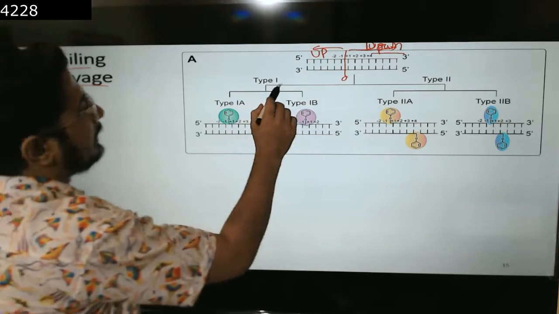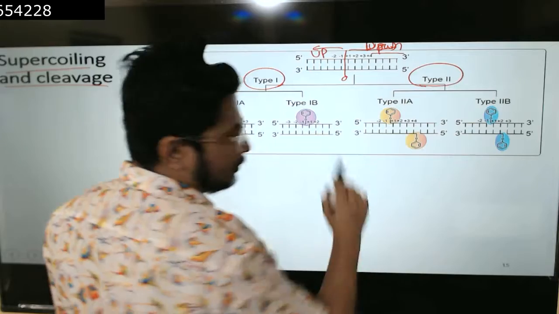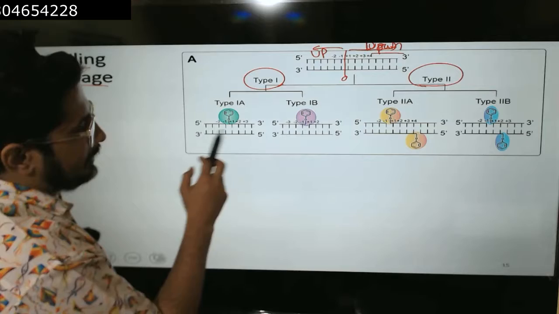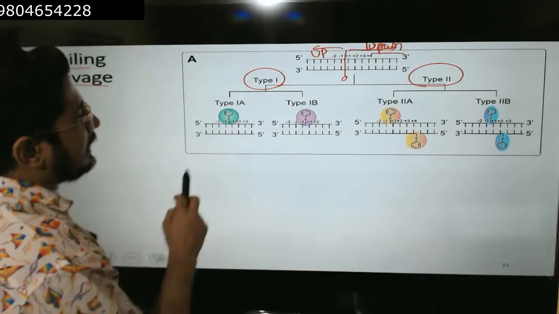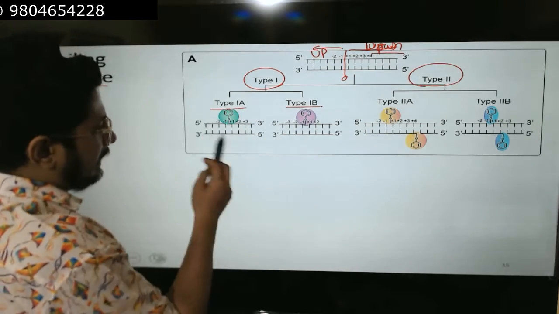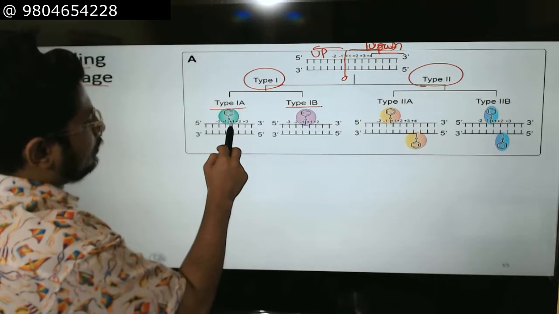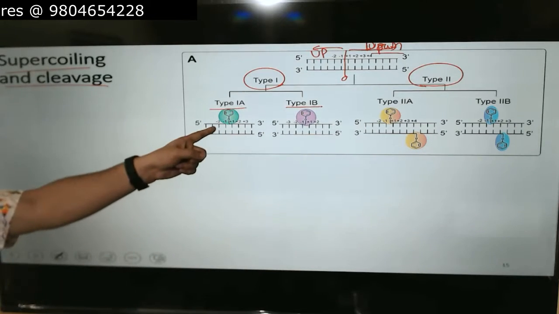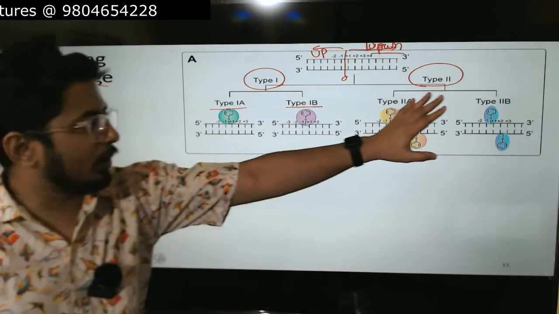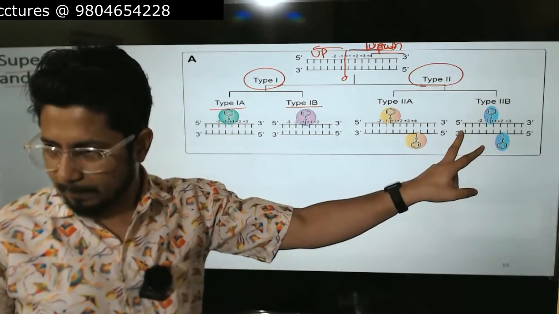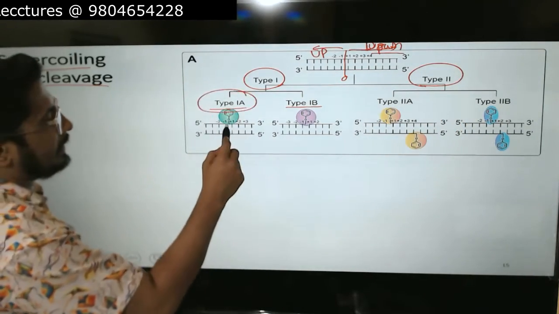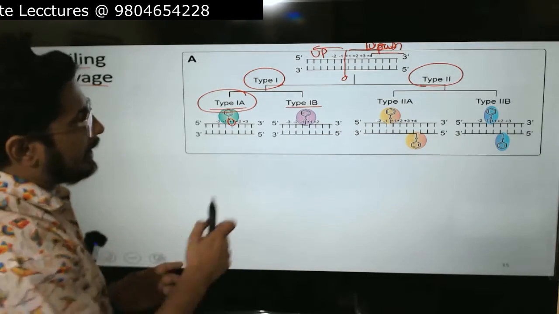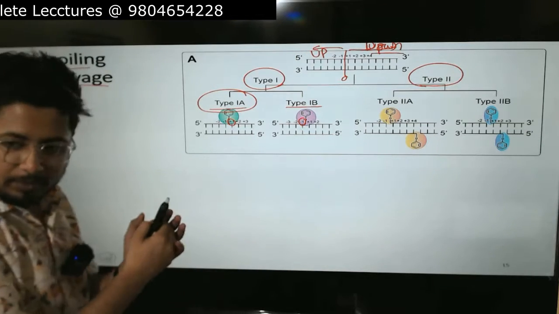Now there are two different types of topoisomerase, type 1 and type 2. Type 1 topoisomerase, what it does, you can see the difference between type 1 and type 2 topoisomerase. Type 1A and type 1B have slightly different jobs to do. Both type 1 topoisomerases basically cleave one single strand of the DNA. Type 2 topoisomerase cleaves both the strands of the DNA. Type 1A cleaves at a point one nucleotide downstream, that is +1, and type 1B cleaves one nucleotide upstream, that is -1.